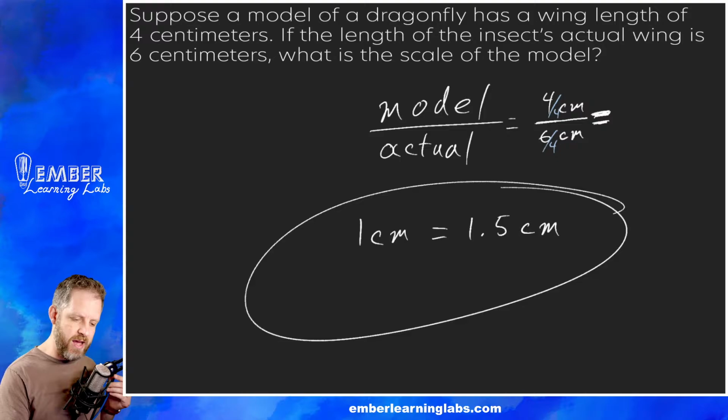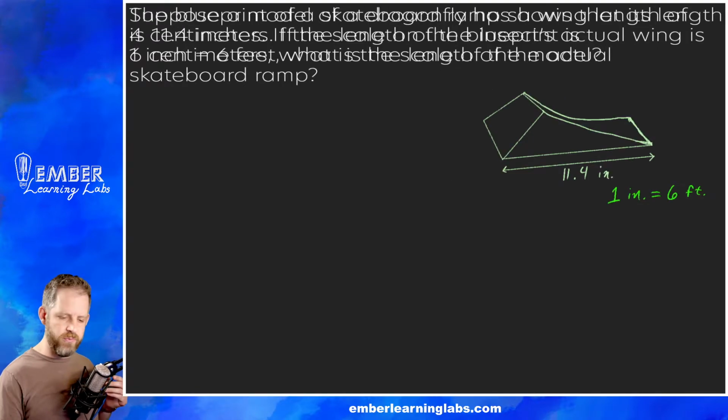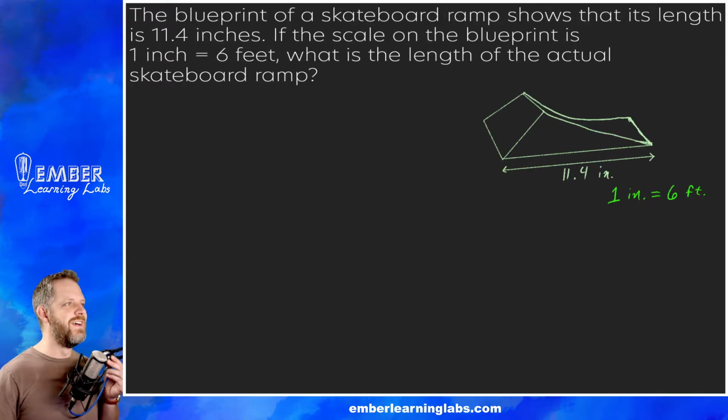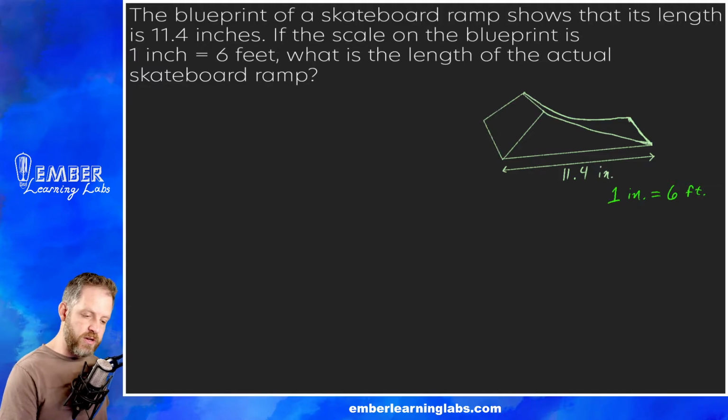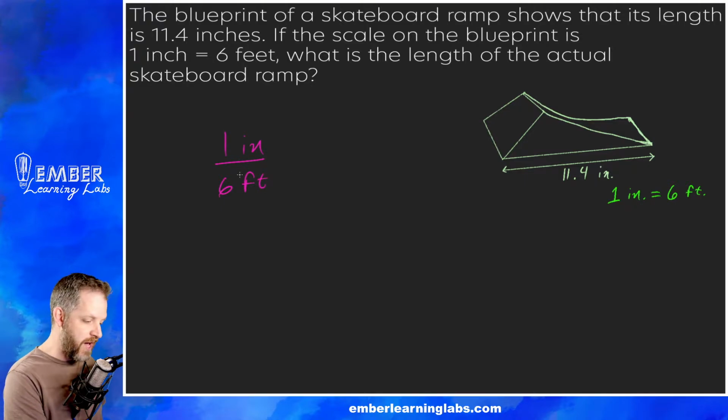Let's do another one. The blueprint of a skateboard ramp shows that its length is 11.4 inches. So here's our little blueprint, right? If the scale of the blueprint is 1 inch equals 6 feet, then what is the length of the actual skateboard ramp? Now this guy we can solve using a proportion, right? So we're going to start with our scale, 1 inch to 6 feet. The model to the actual, right?